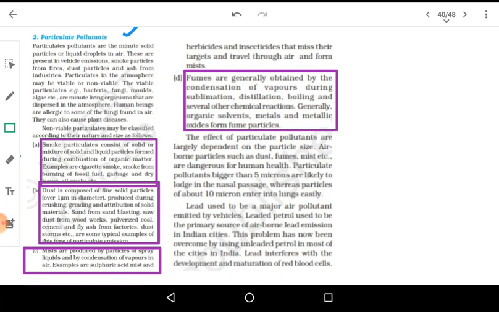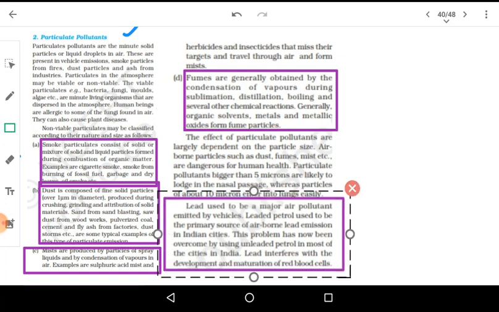Now, a particulate pollutant which is bigger than 5 microns is likely to lodge in the nasal passage, and as a result it is going to disrupt the pathway of air. If it is of 10 micron size, then it is going to enter the lungs easily. Now, lead is a major air pollutant emitted by vehicles. Leaded petrol is the primary source of airborne lead emission in Indian cities. So, to overcome that, nowadays we are using unleaded petrol, and as a result we can reduce the lead pollution.